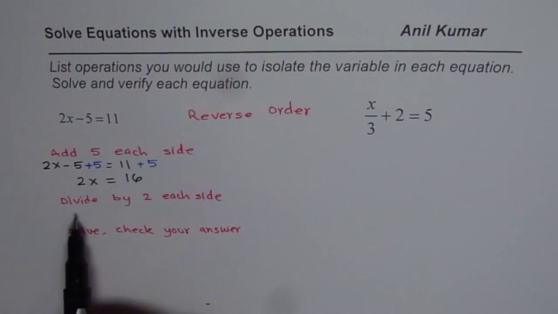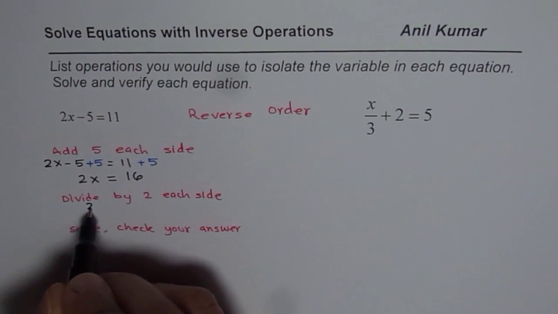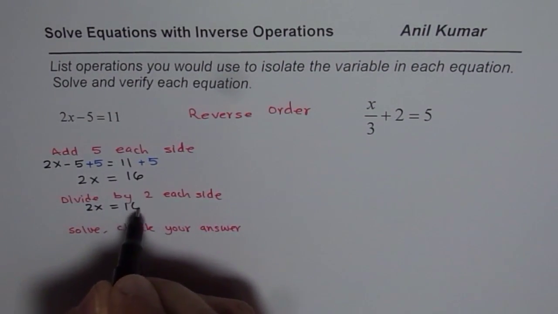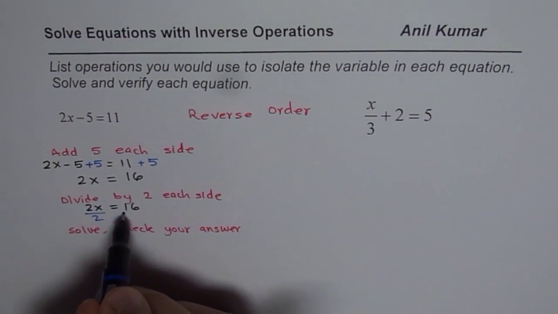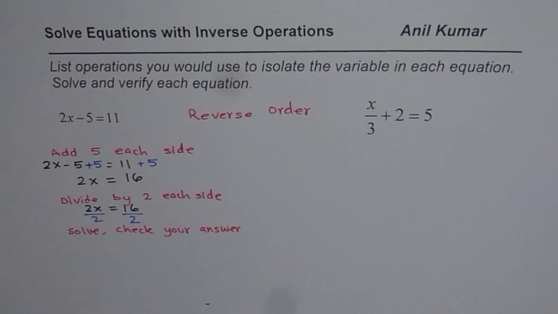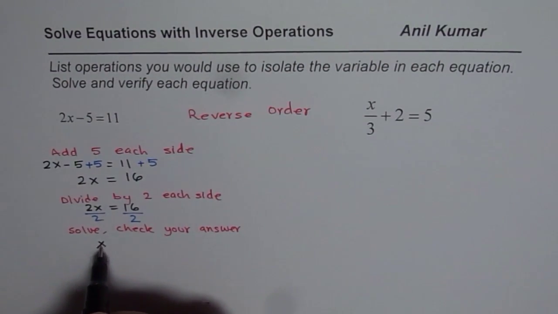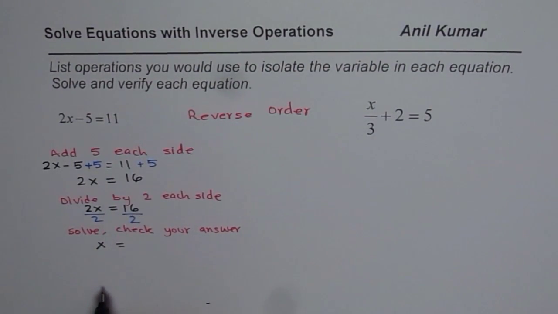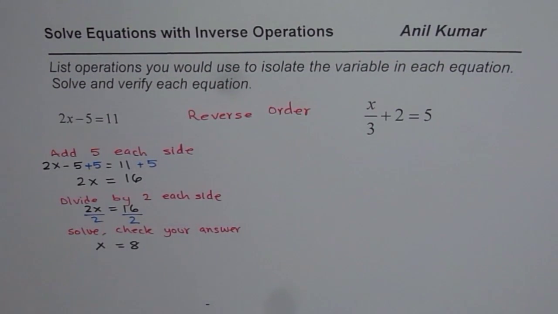The second step here is divide by 2 on each side. So what we have now is 2x equals 16. Divide by 2 means like this. We'll divide by 2. Once you divide by 2, 2 divided by 2 is 1. You're left with x equals 16 divided by 2, which is 8. So you get your answer, which is x equals 8. You get this, right? Now you can check your solution.